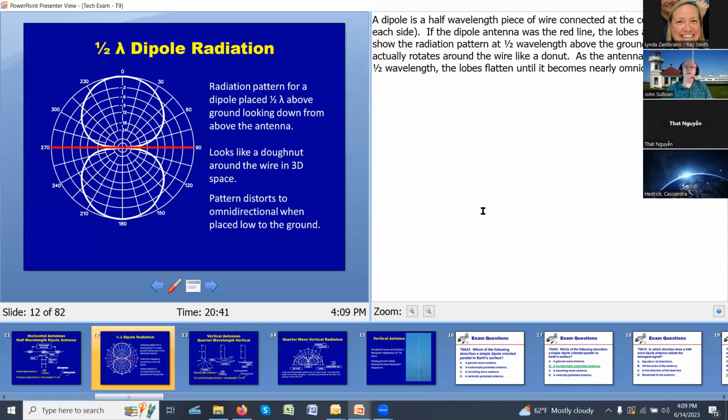This pattern is what it looks like if the dipole is placed about a half wavelength or more above the ground. If you move it closer to the ground, there are reflections off the ground, which distort this pattern. And eventually, when it's really low, it's more omnidirectional than this sort of donut pattern. But the important thing to remember is that the energy is emitted broadside to the antenna.